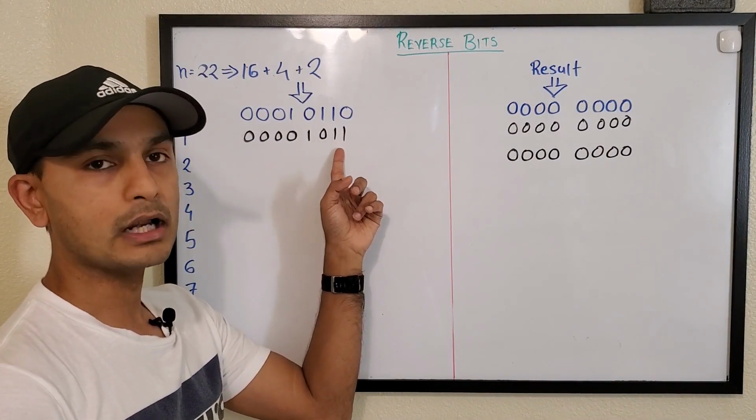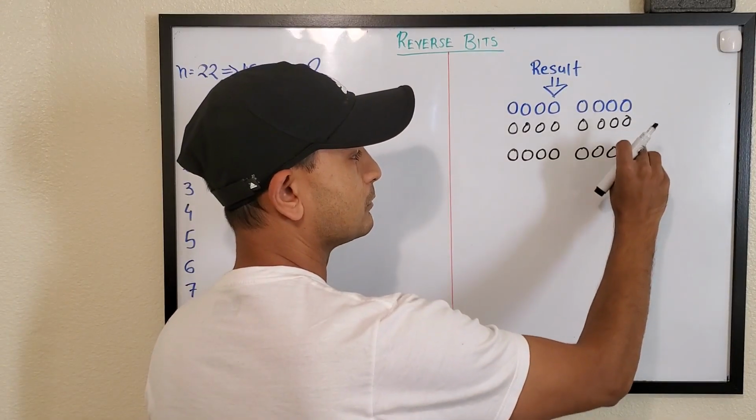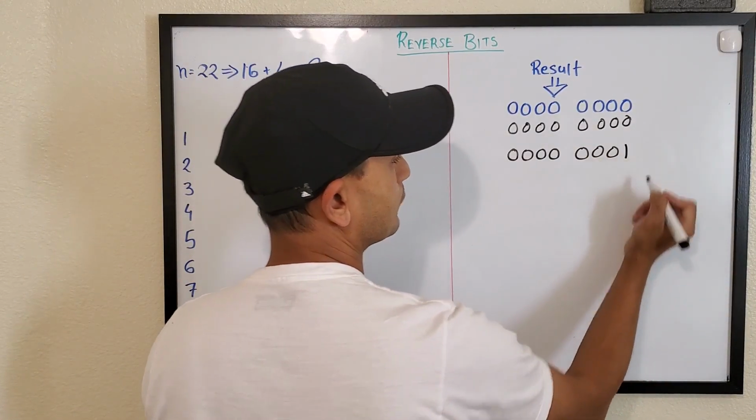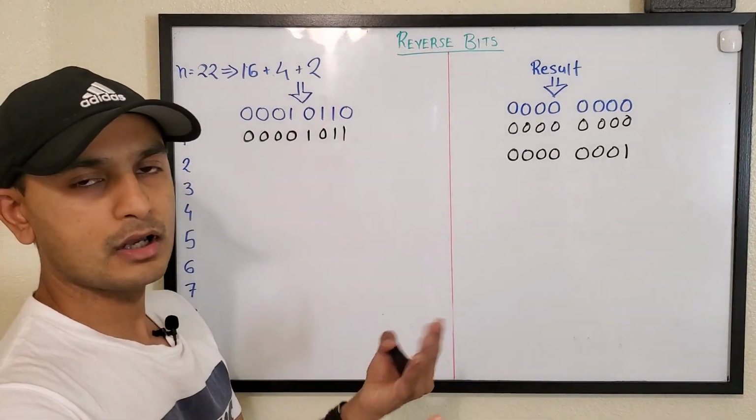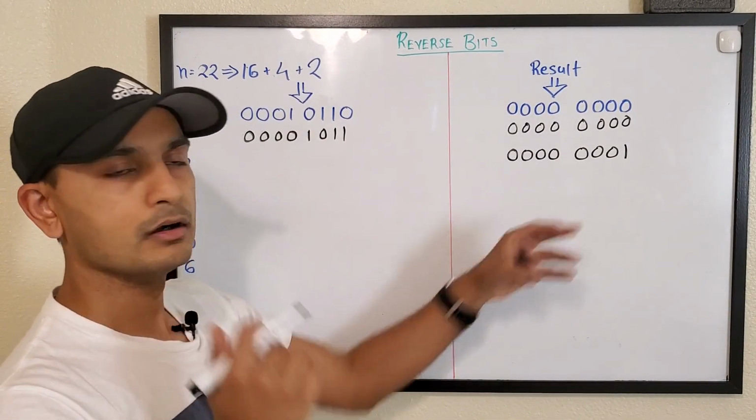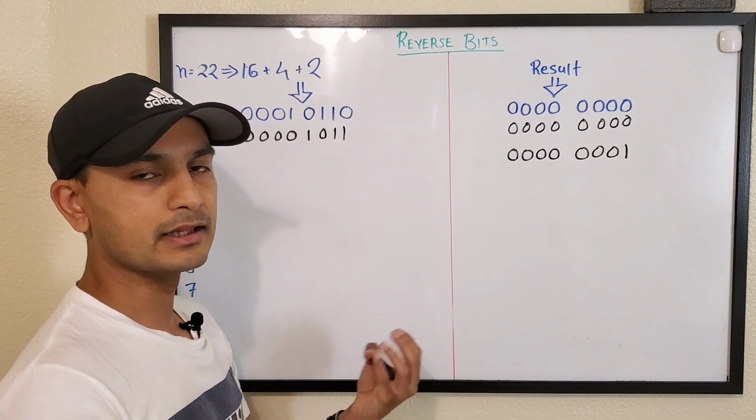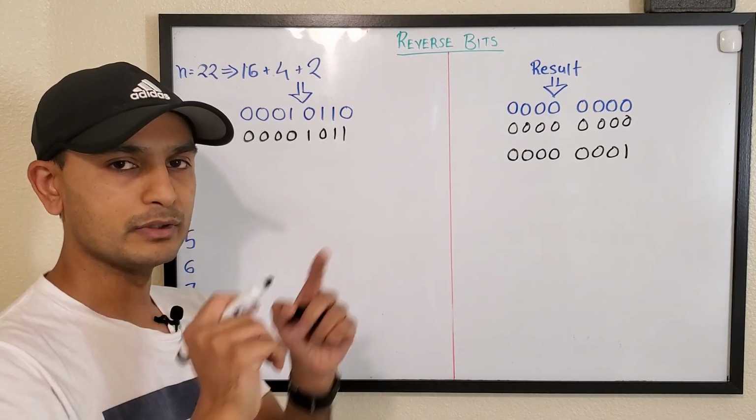In this case it's 1. So what do we do? We make this bit 1. So you can do +1 or you can do an OR operator in bitwise, anything is okay. We'll look at those when we go to the code.